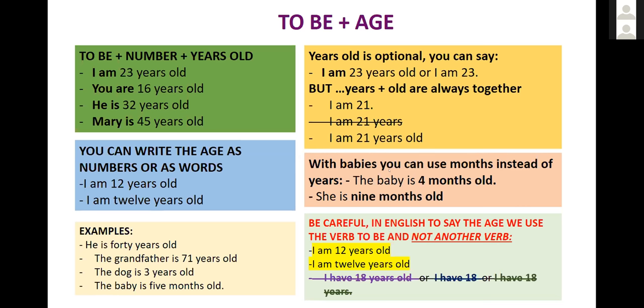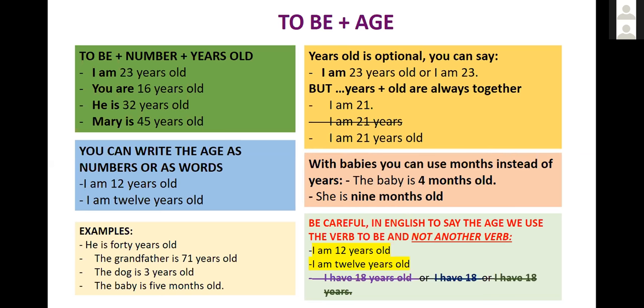Okay, what happens with babies? With babies, you can use months instead of years, right? The baby is 4 months old. Right? In this case, months. They have plural. En este caso, months, los meses sí tienen plural. Vean, aquí está la letra S. Months old. Okay, she's 9 months old. Vean, aquí lo puse en numbers, 4 months old, or 9 en letra. It's nine months old.